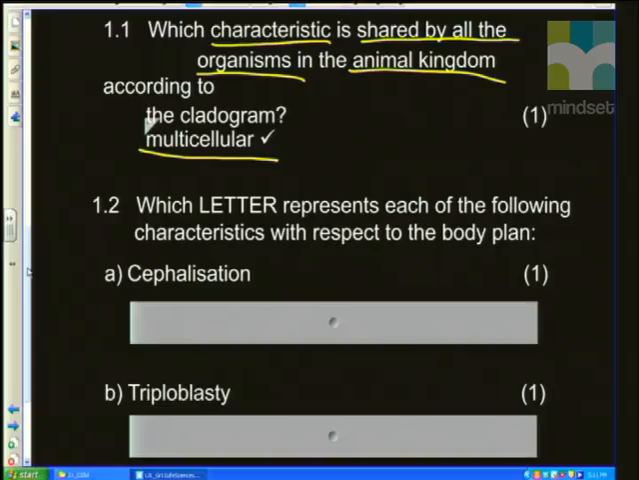It says here, which letter. They don't want you to write out the names, it's the letter. That's why they've got it in bold. Read your questions carefully. Which letter represents each of the following characteristics? Nice and easy. We have a look at it.